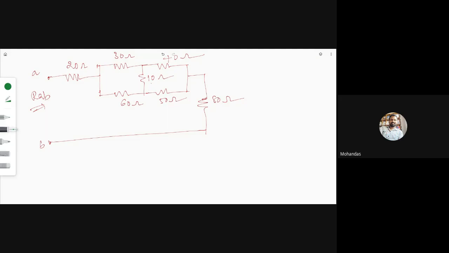You can solve in two ways: delta to star, or star to delta. But we have taken it as a star. We can take 30, 40, 10 as one star, otherwise 60, 50, 10 as another star. Because we can't say this is series or parallel, so we do a star to delta conversion. So what I am doing is taking this 30, 40, 10 as a star. Let us calculate the delta connected resistor values.